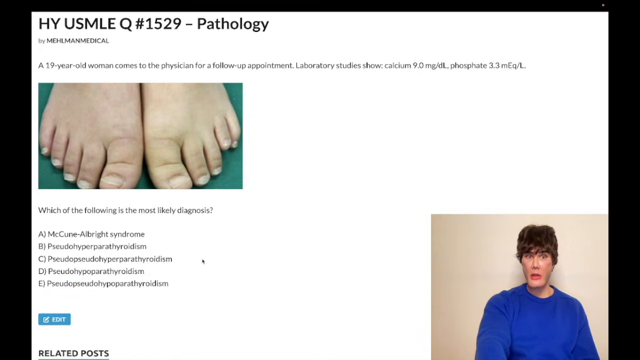Now, choices B and C, pseudo-hyper and pseudo-pseudo-hyper, don't exist, okay, in terms of being actual real diagnoses. For instance, you can have malignancy where you get high calcium and PTH can be suppressed. You can have the appearance of high PTH even though you don't. So they can be thrown around somewhat colloquially, but they don't exist for USMLE. So I threw them in here to be a malignant asshole, no pun intended, all right? So we're looking at D and E here.